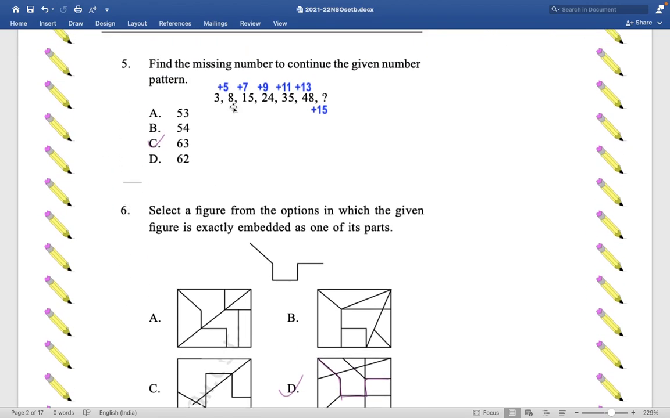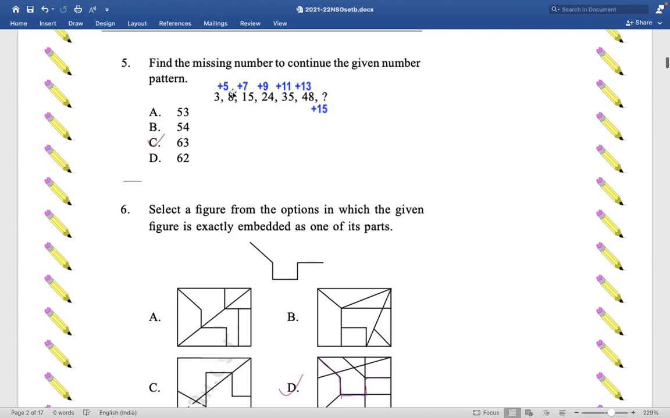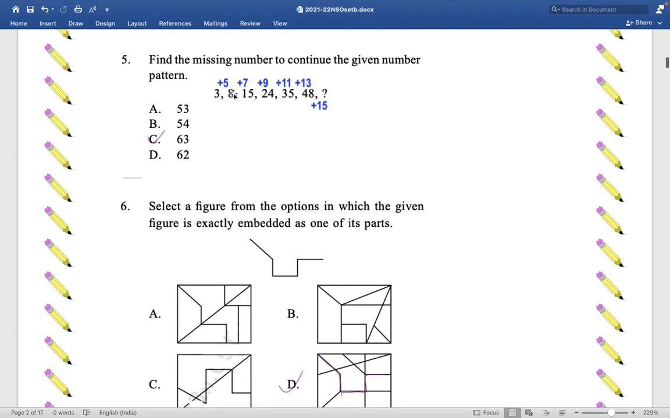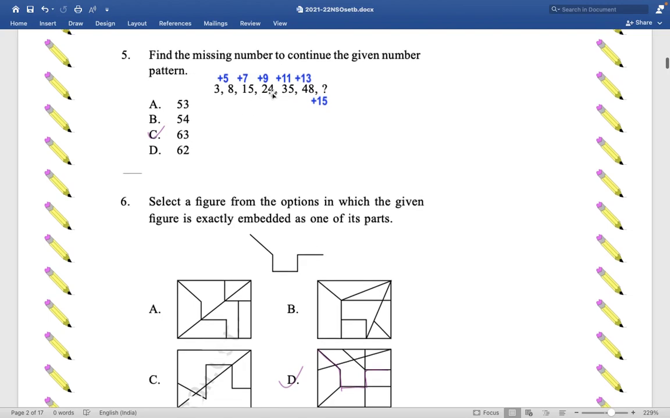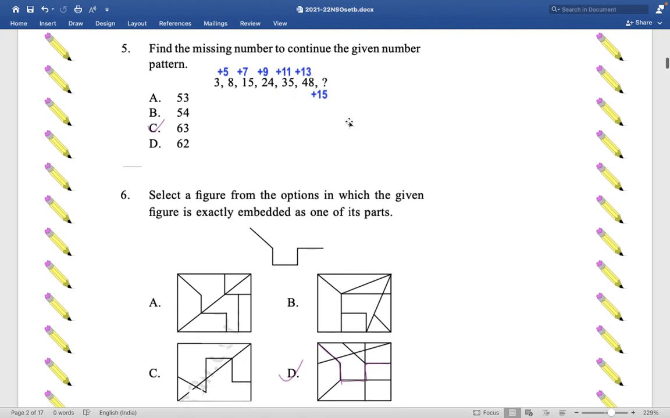Find the difference between 8 and 3 as 5, 15 and 8 as 7, 24 and 15 as 9, and so on. Here the difference between 48 and 35 is 13. The next odd number is 15. So we add that to 48 and get 63.